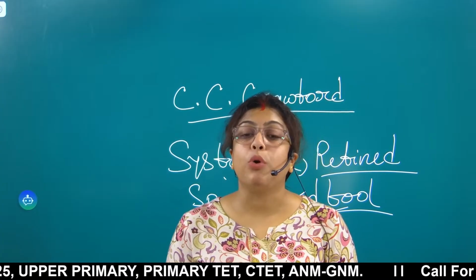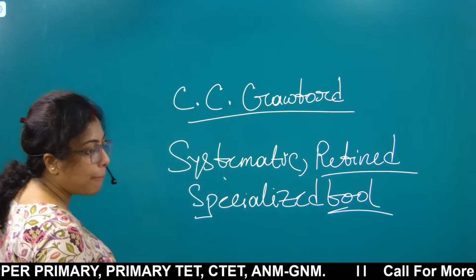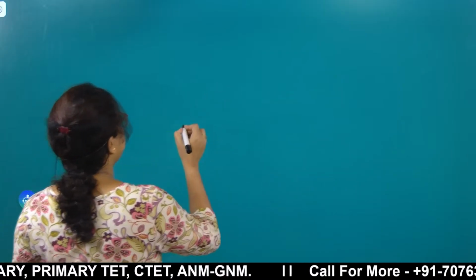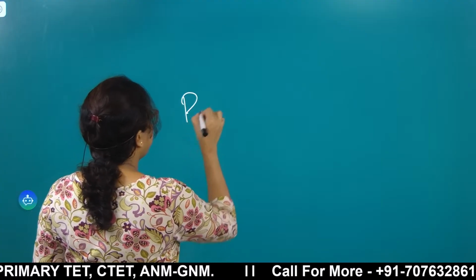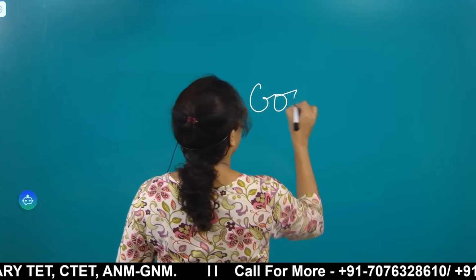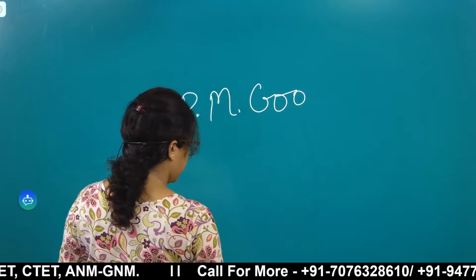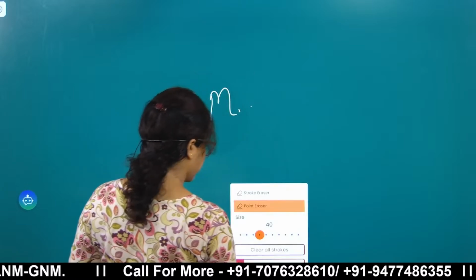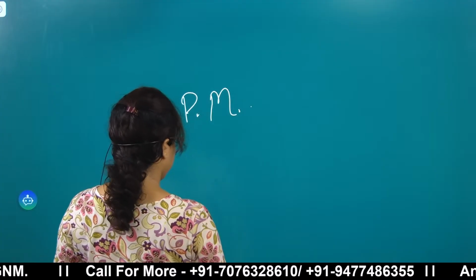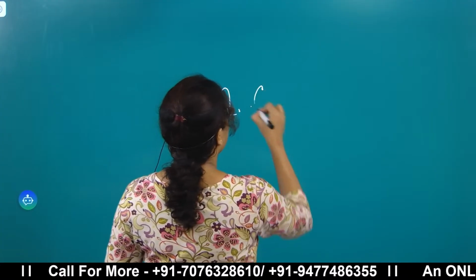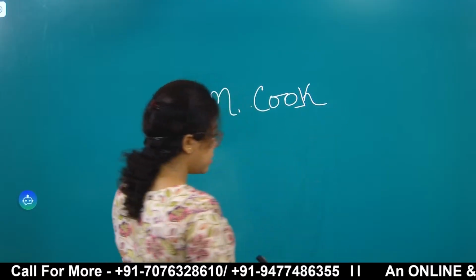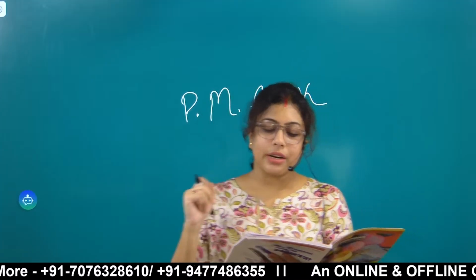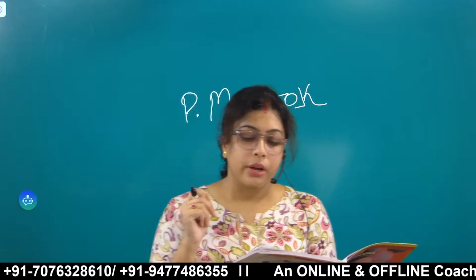Next, P.M. Cook. Who is the person? It is P.M. Cook, the last person about whom we shall be discussing the definition. P.M. Cook. This is not R, right? This is P.M. Cook. Okay. So what is the definition according to P.M. Cook? Research is an honest, exhaustive, intelligent searching.